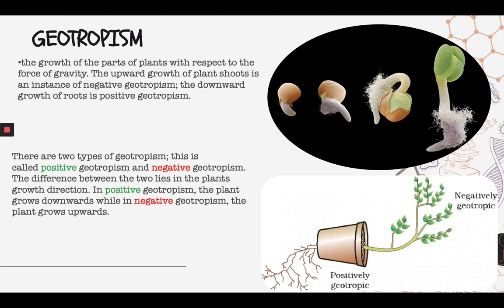The downward growth of the root is a positive geotropism. So as you know, in positive geotropism, the plant grows downwards, such as the roots, while negative geotropism means the plant grows upwards. As you see here, the plant shoot is negatively geotropic, and the root is actually going to be positively geotropic.